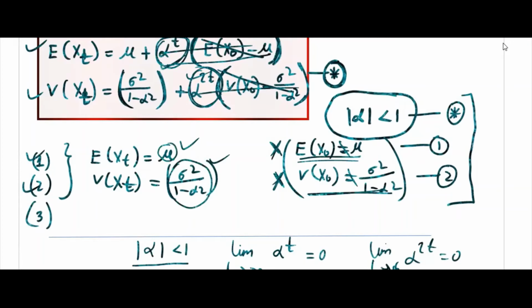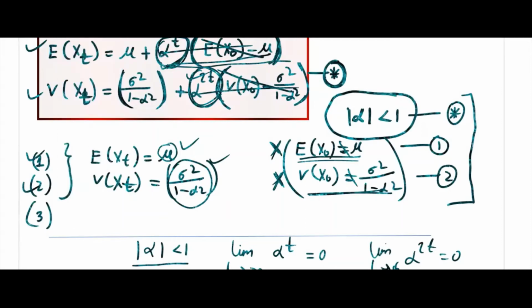Logically, these two will become so near to 0, so small that this will not contribute. Even if they are not equal, suppose you multiply by 0.00001, this will be very small, a zero contribution. 0 multiplied by this will become 0. So what will happen? E of xt will remain constant, variance of xt will remain constant, at least the first two are satisfied.